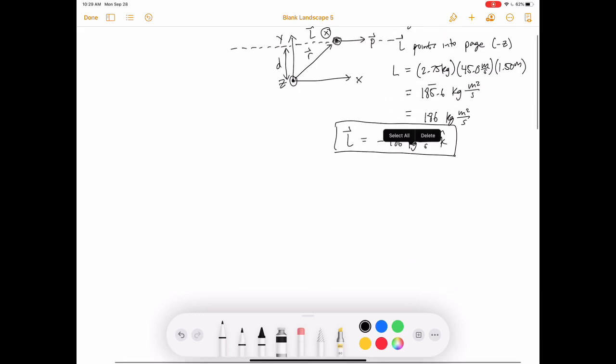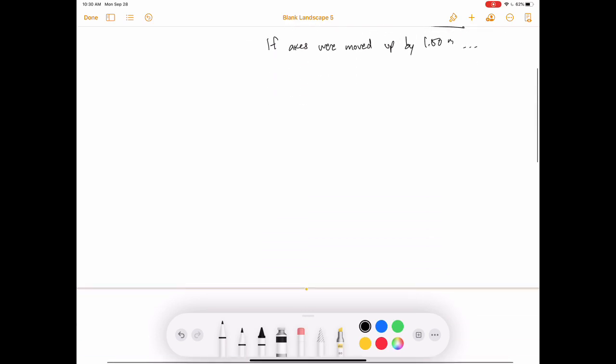Now, what if we moved the axes? If the axes were moved upwards by 1.50 meters, well, this is what it would look like now. We'd have the x and y axes like this, and the particle would be moving along this straight line. So it's still moving to the right.